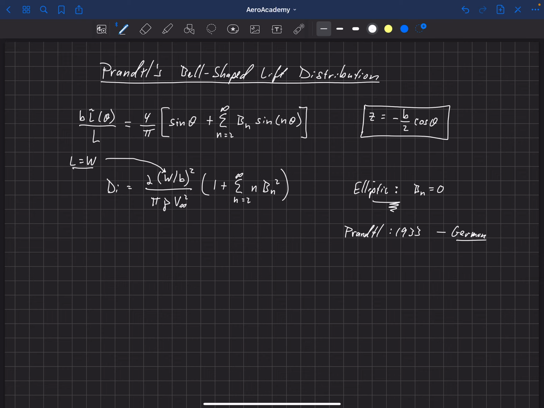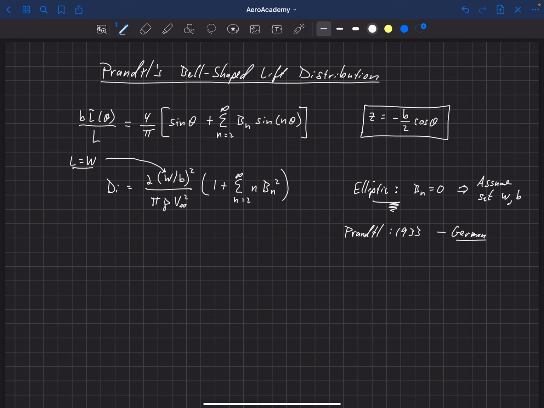Okay, so let's look at what he did in that paper. So instead of with this elliptic, let's just mention over here, we made some assumptions. We assumed a set weight and wingspan.